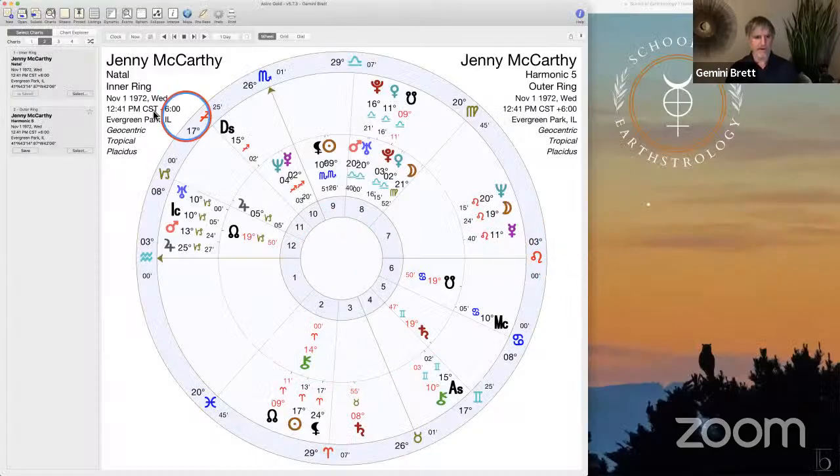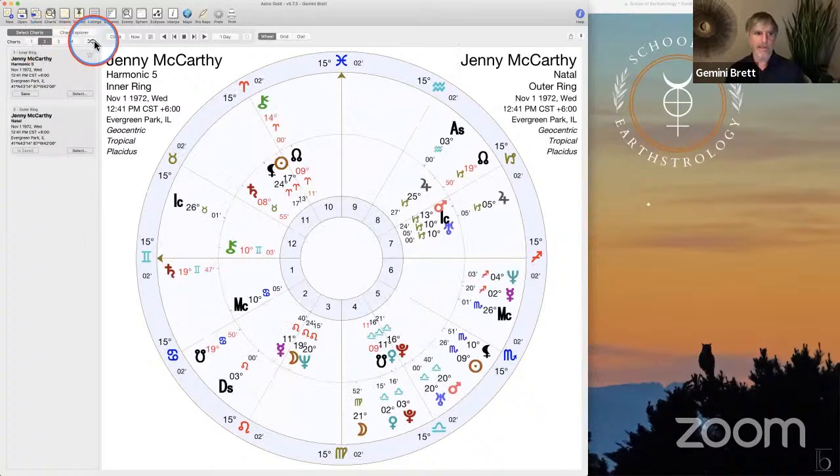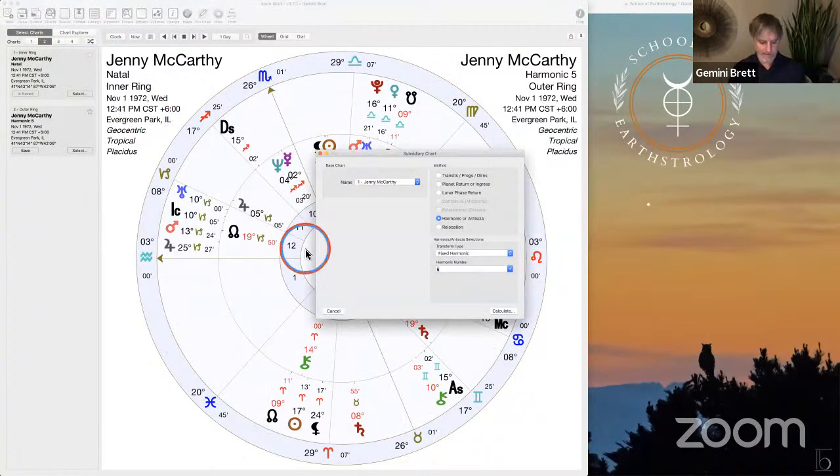So this is the fifth harmonic chart. You'll see here in the fifth harmonic chart of Jenny McCarthy's nativity that Mercury here in fifth harmonic Leo and Saturn here in fifth harmonic Taurus are square to one another. A square, which is a fourth of the wheel in a fifth harmonic chart, means that these two planets will be conjunct in a 20th harmonic chart.